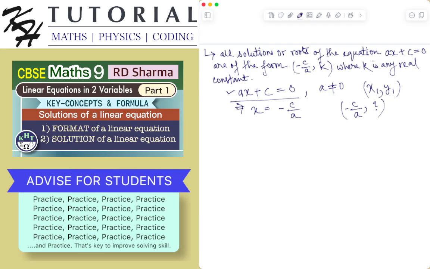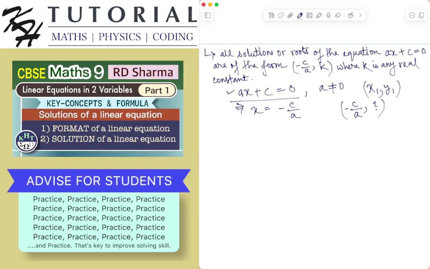So any root of the equation ax plus c equals to 0, if I have to consider ax plus c equals to 0 to be a linear equation in two variables x and y, then any root of that equation has to be of the form minus c by a comma k, where minus c by a is definitely a constant value coming from the given linear equation, and the k can take any real number.